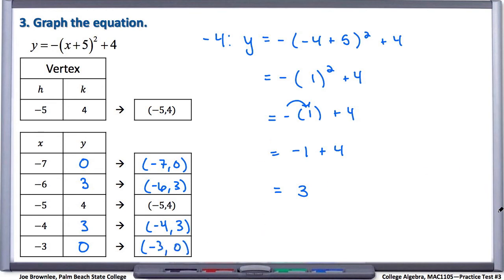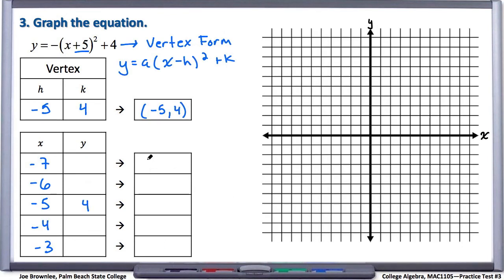All right, so now that we've got our points, let's go ahead and come back to the previous page. And I'll quickly fill this in here. So this was 0, 3, 3, 0. So these become the points negative 7, 0, negative 6, 3, negative 5, 4, negative 4, 3, and negative 3, 0. All right, let's go ahead now. We've got all our points. Now we just have to graph.